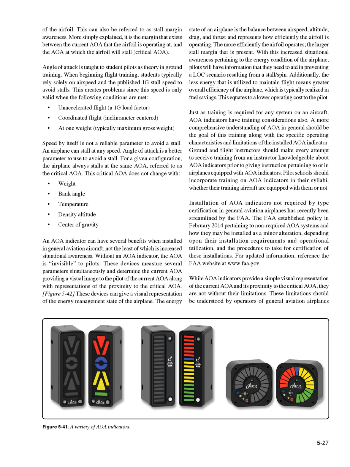An AOA indicator can have several benefits when installed in general aviation aircraft, not the least of which is increased situational awareness. Without an AOA indicator, the AOA is invisible to pilots. These devices measure several parameters simultaneously and determine the current AOA, providing a visual image to the pilot of the current AOA along with representations of the proximity to the critical AOA. Figure 542: these devices can give a visual representation of the energy management state of the airplane.